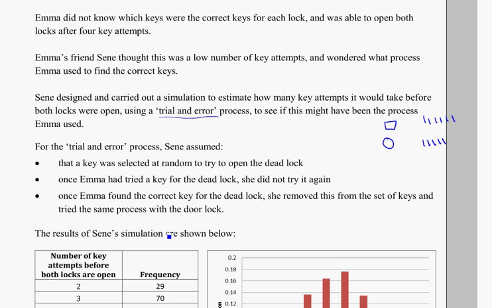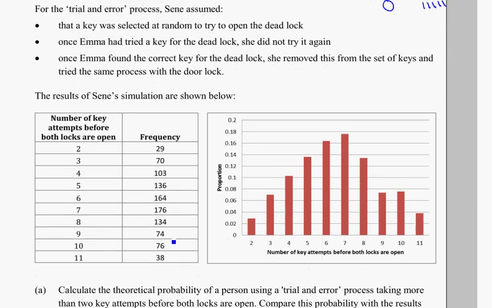So the results of the simulation are below. Again, this is the case where it only took 2 attempts. She got the deadlock key right on the first try, and then she got the door lock key right on the first try as well. And so the frequency of that happening would be 29. We can see that the frequency increases. It's most around about 7 attempts, and then tails off again. So again, this is basically had to try every single key before she finally figured it out.